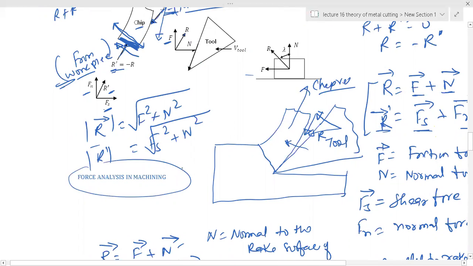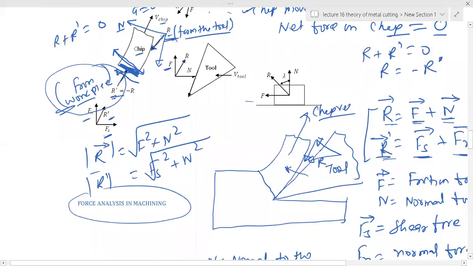As I said, there are basically four forces that act in the machining operation: shear force, normal force, friction force, and normal force to the shear plane. We took the chip and drew a free body diagram of it. Because the chip is moving at a constant velocity, friction force and normal force have a resultant, and shear force and normal force have a resultant. Two forces act from the workpiece and two forces act from the tool side. Finally, the summation of these forces must be equal to zero because the chip is moving with a constant velocity.